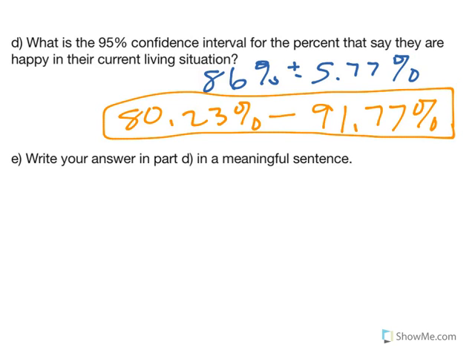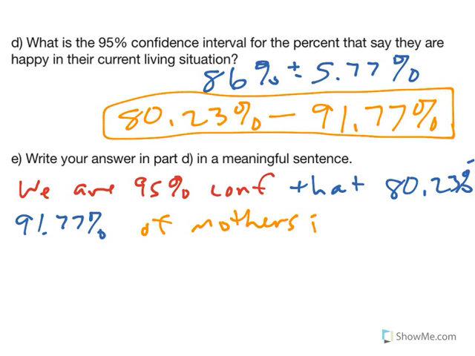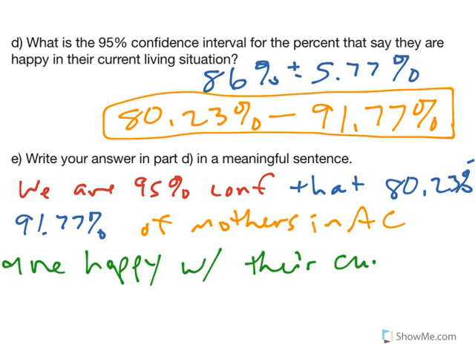And then for my sentence, once again, I play Mad Libs. So we are 95% confident that 80.23% through 91.77% of mothers in Allen County, and then what are they doing? They are happy with their current living situation.